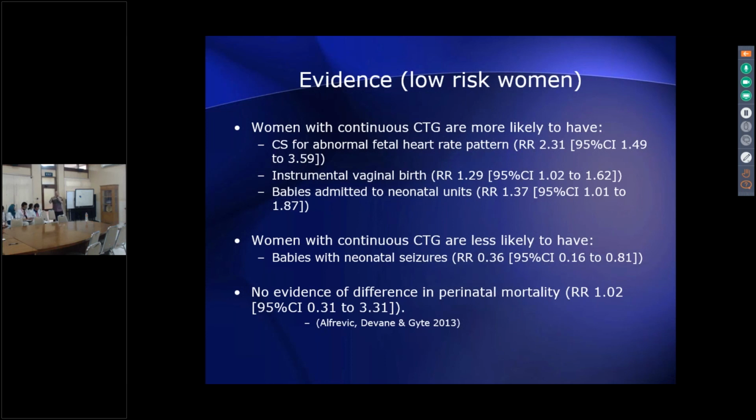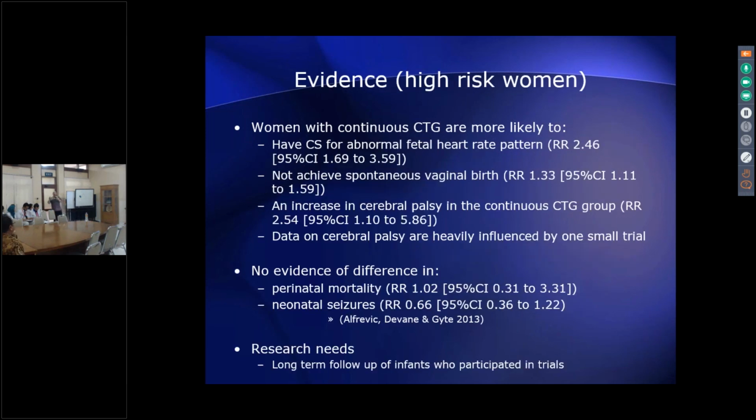But here's the really interesting thing, I think. And this is a thing that's often ignored. This information has been picked up by lots of guideline groups internationally. But the same Cochrane systematic review, when we look at high-risk women, this is what it says. So now we're looking at only high-risk women. It says women with continuous CTG are more likely to have a cesarean section, less likely to achieve spontaneous vaginal delivery. We find more babies of women who are monitored by CTG have cerebral palsy, but we do know why that is.